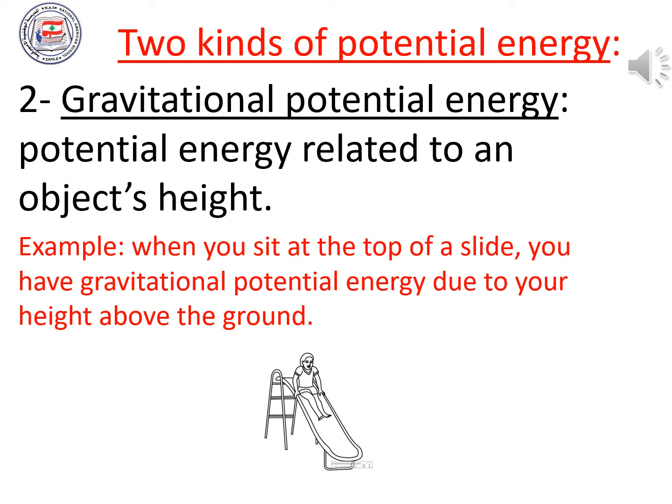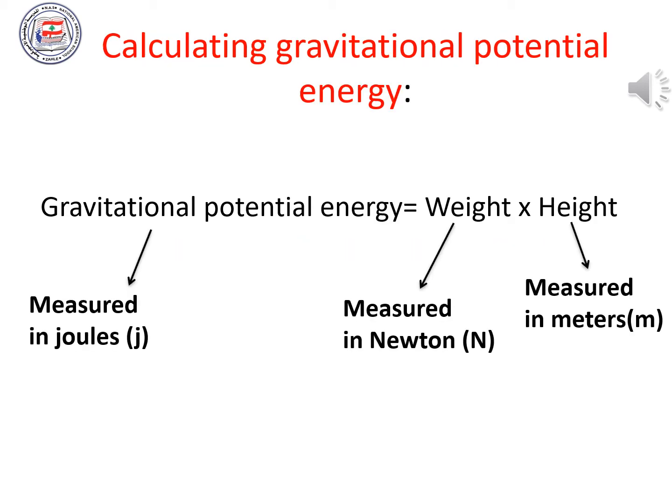It is the potential energy related to an object's height. For example, when you sit at the top of a slide, like in the figure you see in front of you, you have gravitational potential energy due to your height above the ground. In order to calculate gravitational potential energy, we use the equation shown in front of you. Gravitational potential energy is equal to weight times height. Energy is measured in joules, weight is measured in newtons, and height is measured in meters.